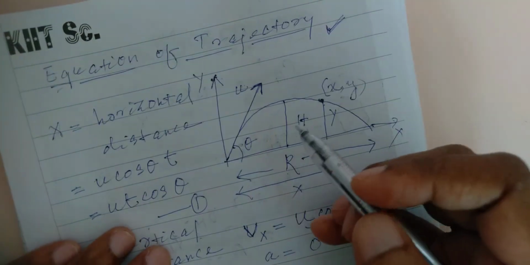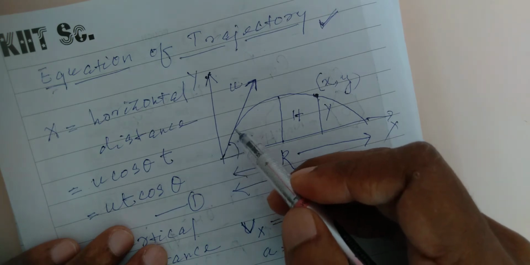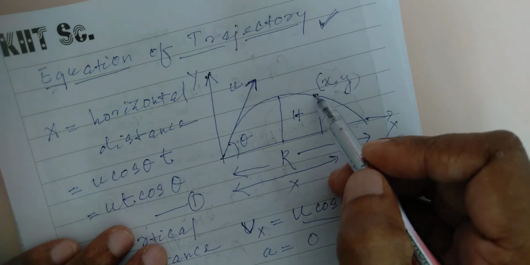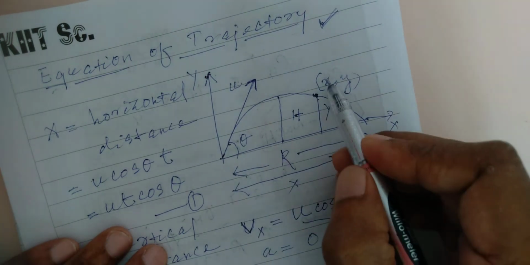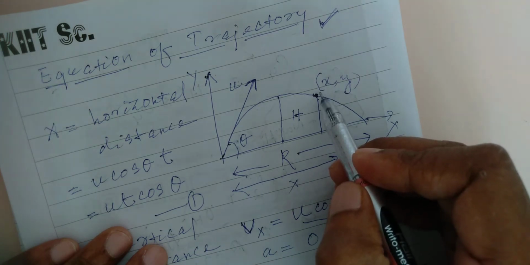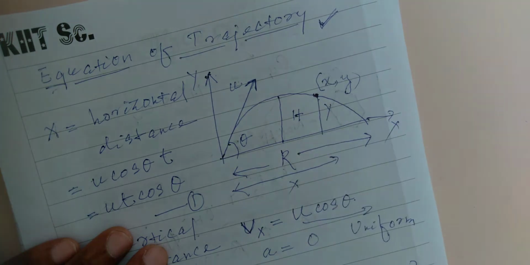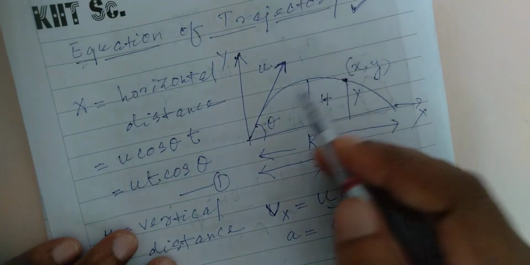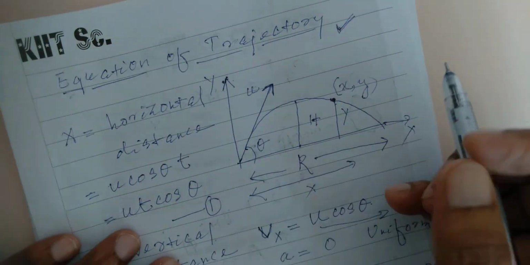So what is equation of trajectory? Suppose while traveling the particle is here. At this point it will have one x coordinate and a y coordinate as well. The relationship between x and y at any point on the path is called equation of trajectory.